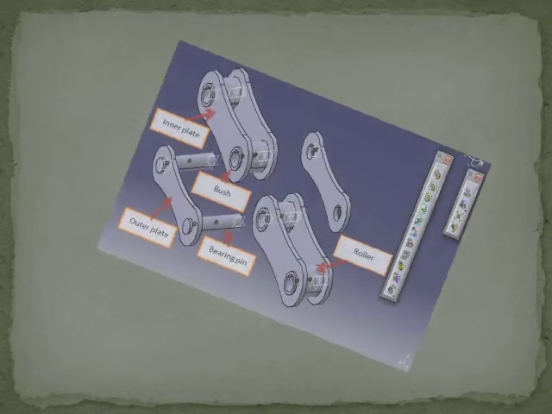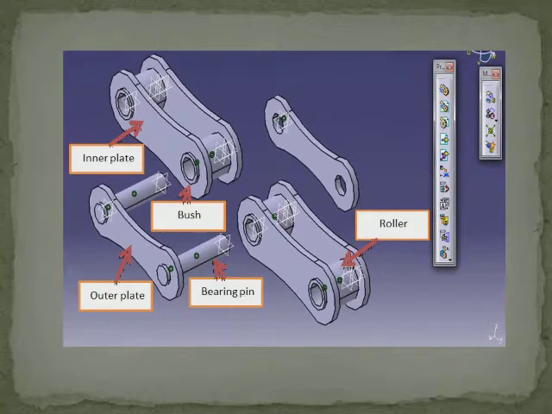Next, we go to the element parts of roller chain. The roller chain consists of inner plate and outer plate, bushes, bearing pin and roller.